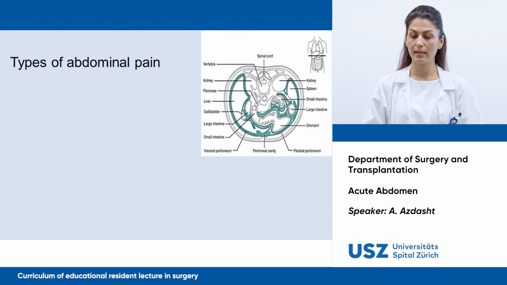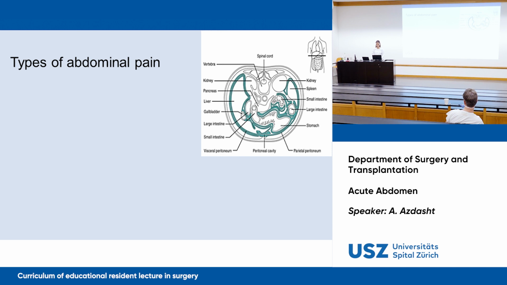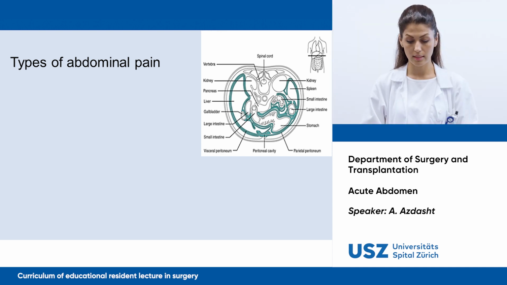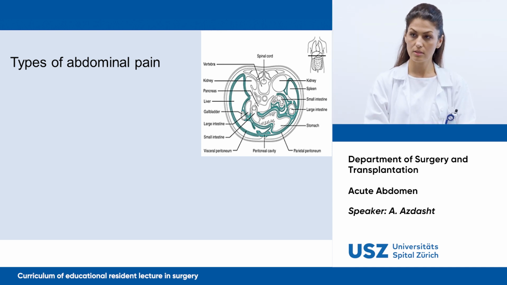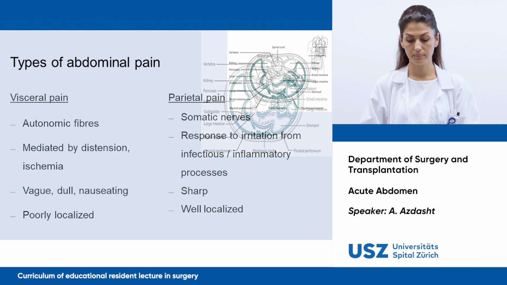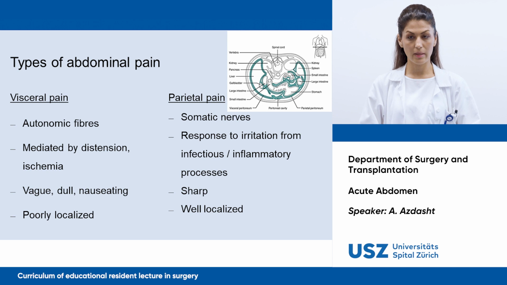To understand the abdominal pain, I would like to quickly show the different layers of the peritoneum, which I'm sure you're familiar with. In this picture, you see the blue outline suggesting the layers of the peritoneum, the visceral and the parietal peritoneum. The visceral pain is caused by autonomic fibers mediated by distension and ischemia. It is rather a vague pain. It's dull, nauseating, and poorly localized, whereas the parietal pain is a response of somatic nerves to irritation from infectious or inflammatory processes, and this information is led to the spinal cord, and that's why it's very sharp and well localized.